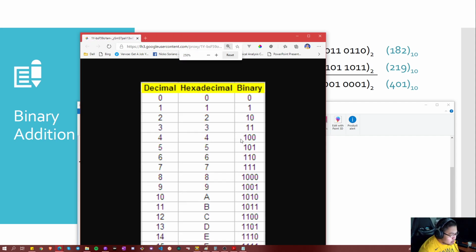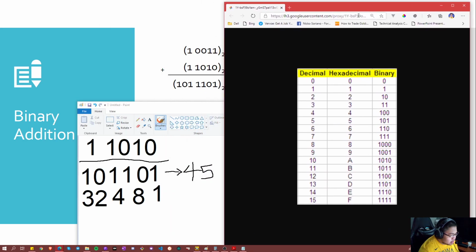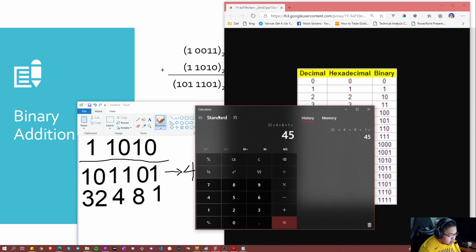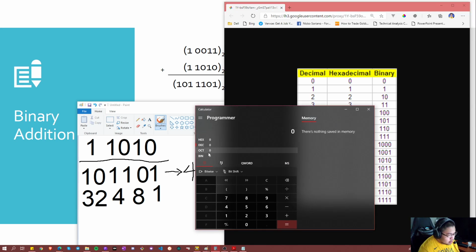Okay, so now we want to convert it to hexadecimal. As you can see, the decimal is 45, so the hexadecimal should be 2D. So how do we get that?